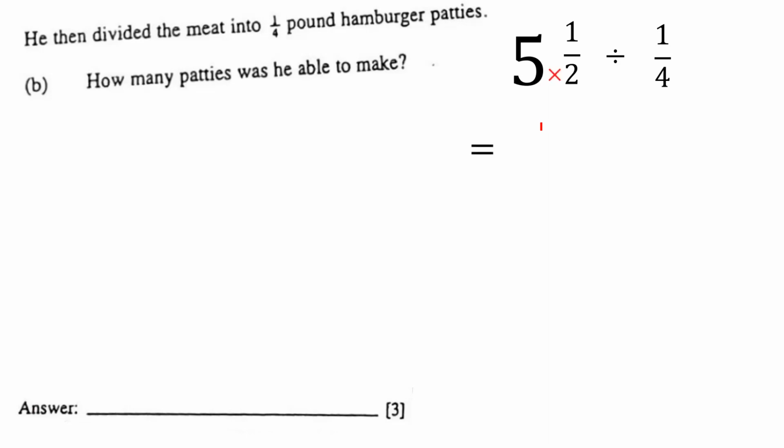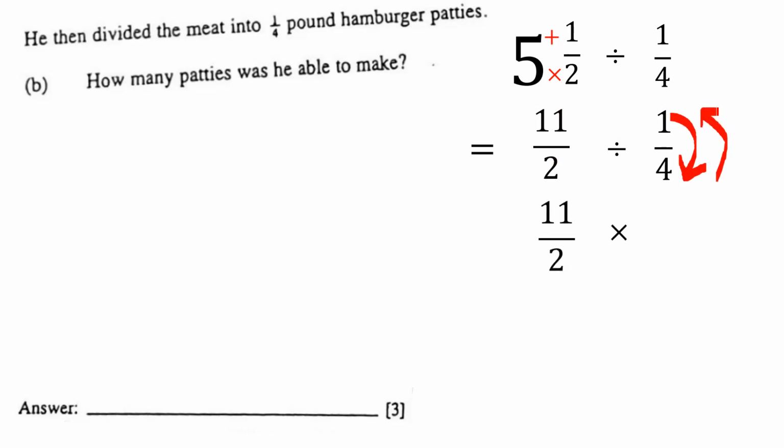So we have 5 and 1/2 divided by 1/4. Change that into an improper fraction. How do we do that? We multiply 5 by 2 and we add 1. That's going to be 5 times 2, which is 10, plus 1 is 11/2. We divide by 1/4. When you're dividing, the trick is you have to change the division sign into a multiplication sign, and you have to switch over. So the 1 goes where the 4 was, and the 4 goes where the 1 was. And so it's going to be 11/2 multiplied by 4/1.